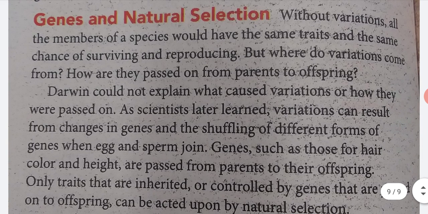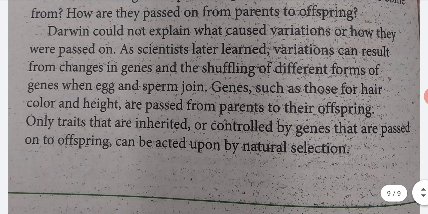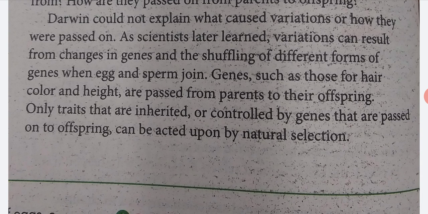Variations, genes, and natural selection. Without variations, all the members of a species would have the same traits and the same chance of surviving and reproducing. But where do variations come from? How are they passed on from parent to offspring? Darwin could not explain what caused variations or how they were passed on. As scientists later learned, variations can result from changes in genes and the shuffling of different forms of genes when egg and sperm join. Genes, such as those for hair color and height, are passed from parents to their offspring.